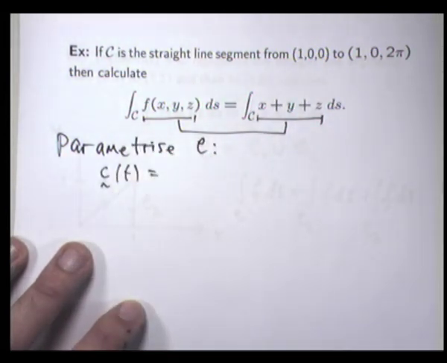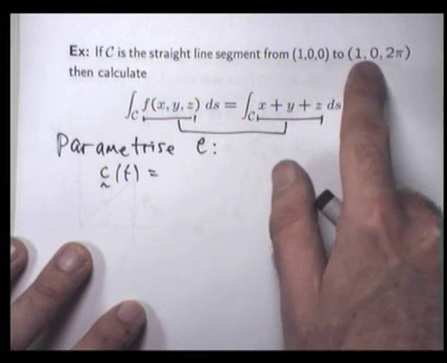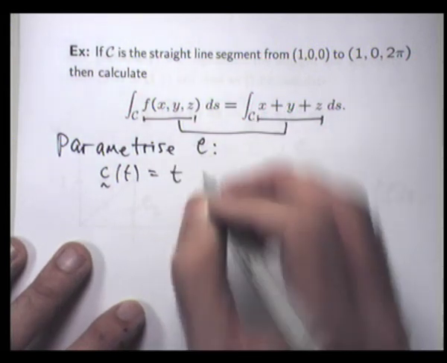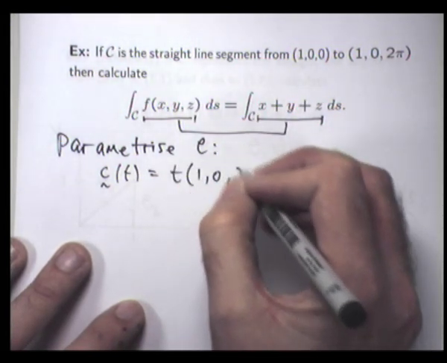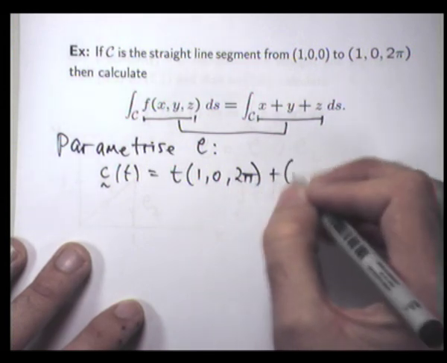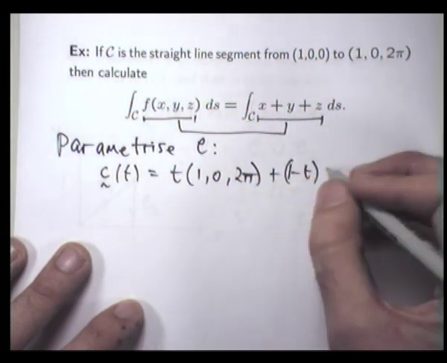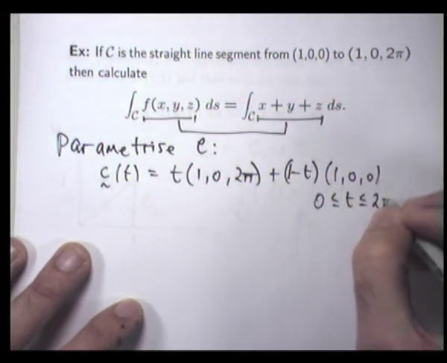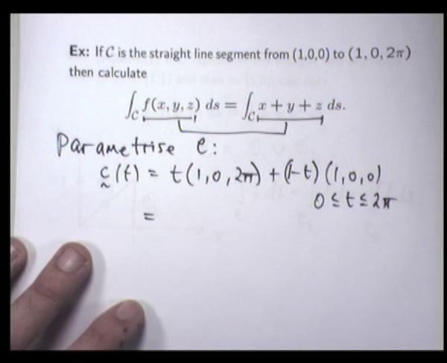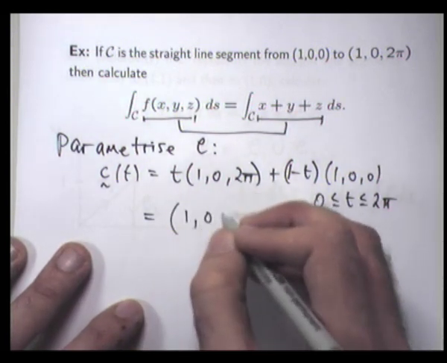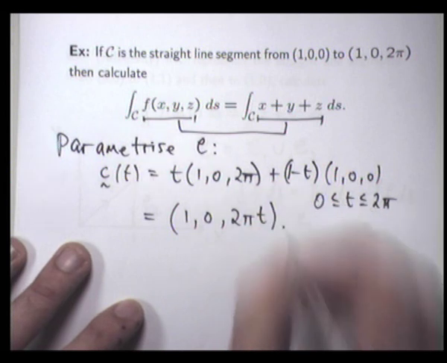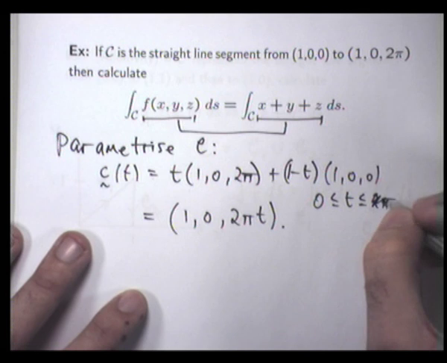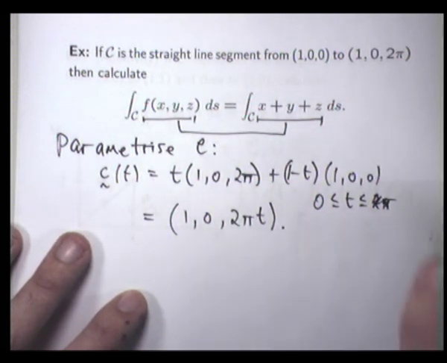So, our starting point is 1, 0, 0. Our finishing point is 1, 0, 2 pi. And we can use something like this. Oops, 1 minus t. Now, this actually simplifies quite nicely down to 1, 0, 2 pi t. Oh, yeah, you're right. Absolutely right. Who said that? Thank you.